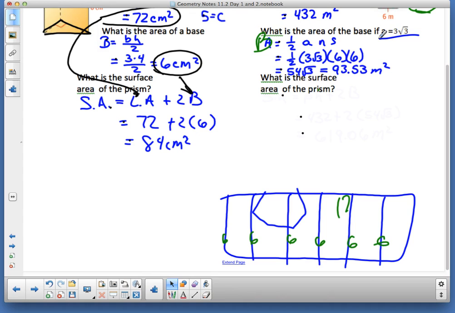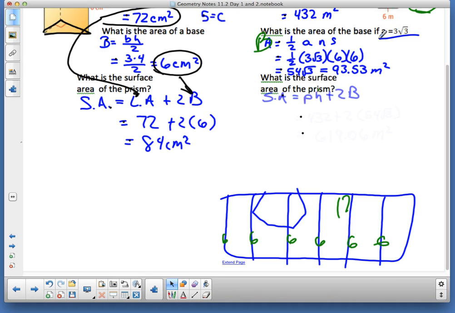Now, please keep in mind, the exact answer is going to be used to help me find my surface area. If I was just asked to find, hey, what's the area of the base? I got, hey, it's 93.53, okay? And that's meters squared. But please be advised as we go through these, I only want to round once. That's why I'm going to use the exact answer.